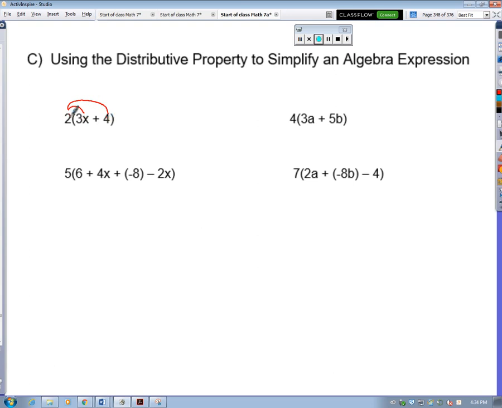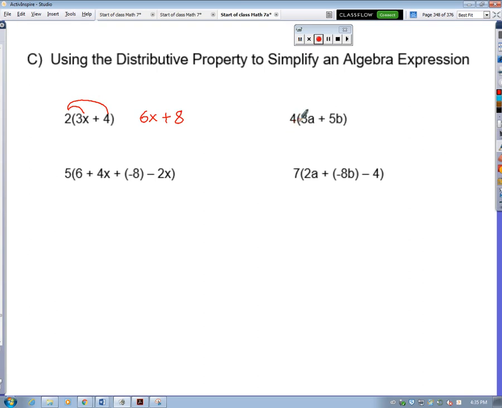So check this out. 2 is going to explode. It's going to hit the 3x, so that's going to become 6x. 2 times 3 is 6. And then 2 is going to hit the 4. Don't forget your plus sign right there. And then 2 times 4 is going to give me 8. Now let's take a look at this one over here.